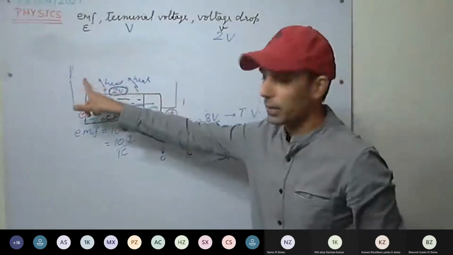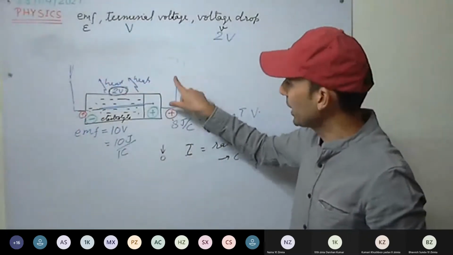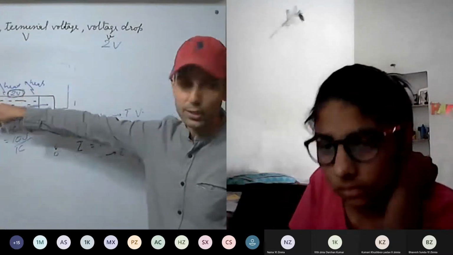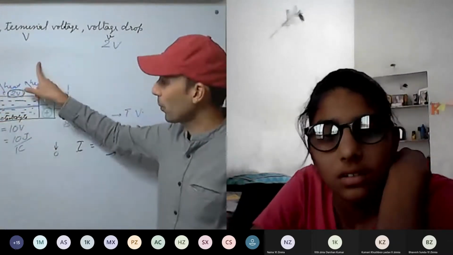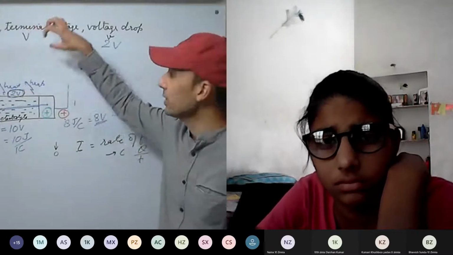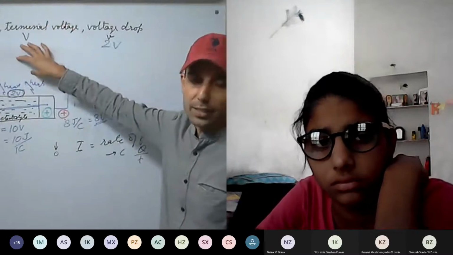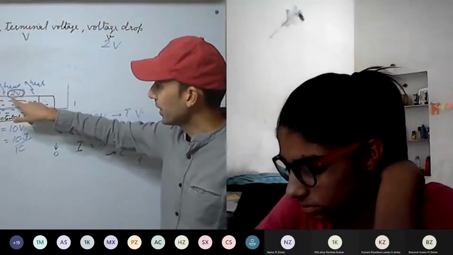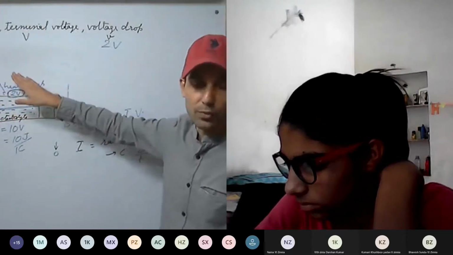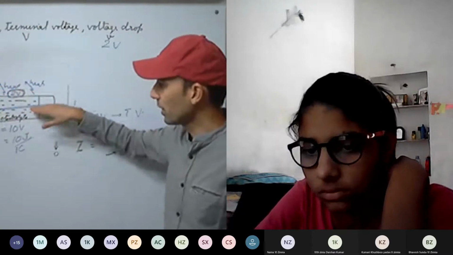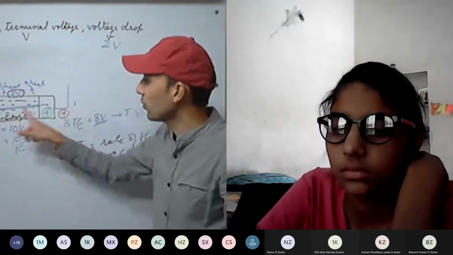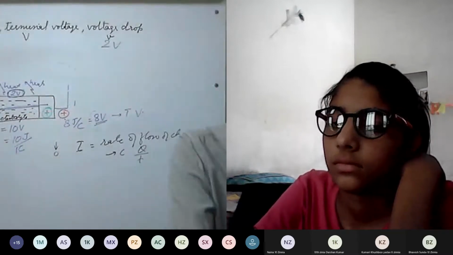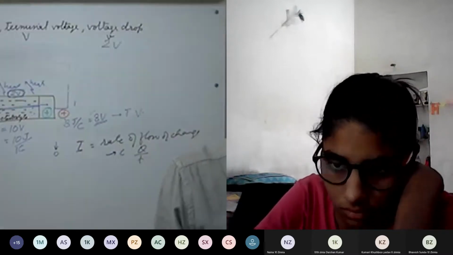So when the circuit is open, if you are measuring the voltage across the terminals using a very high resistance voltmeter, that means no current is flowing, negligible current. Heat will be negligible or 0, you can say. No heat generated, no internal resistance. So whatever potential difference is on the terminal, that is called EMF. This was the first definition of EMF.